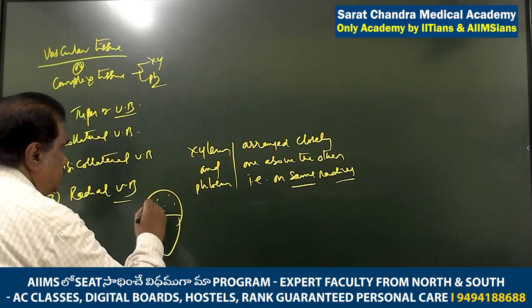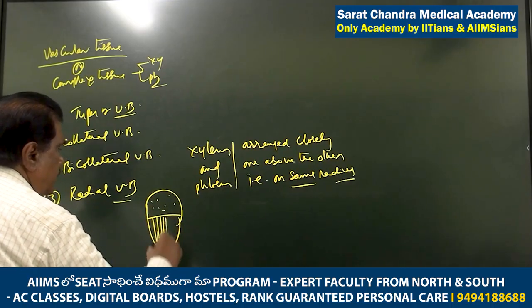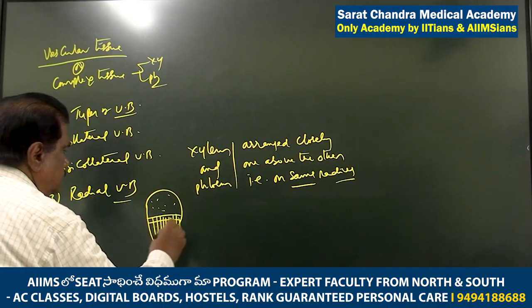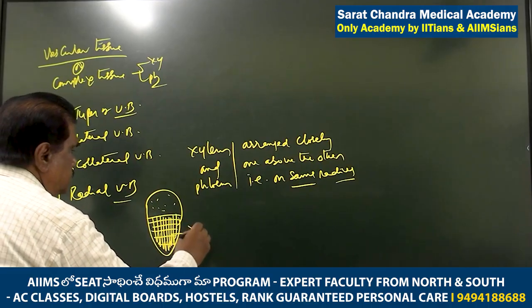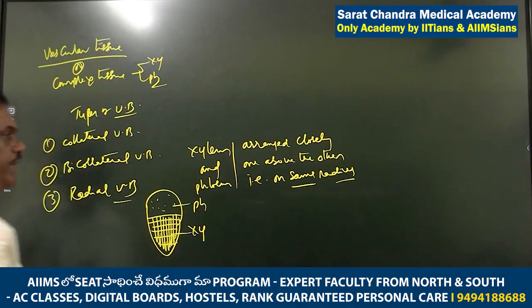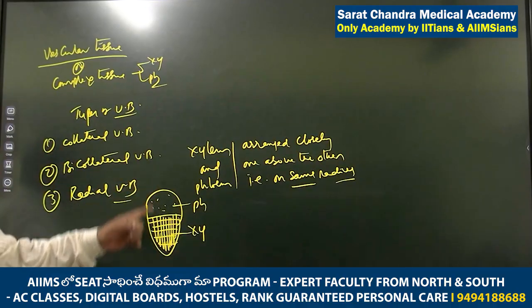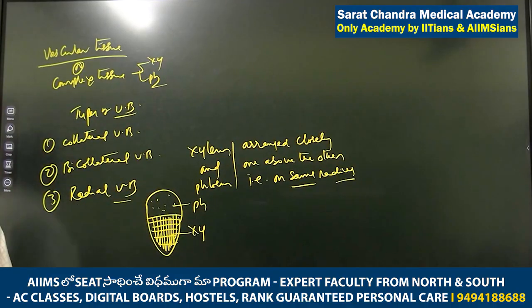So this is phloem and this is xylem. In a vascular bundle, phloem and xylem are arranged one above the other. Such a condition is called collateral vascular bundle. Or it may also be called conjoint collateral vascular bundle.